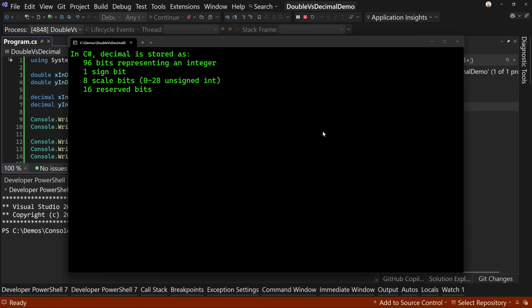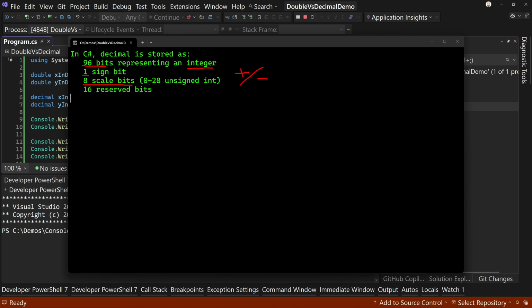This is the decimal type. Now, this is going to get a bit technical, but think of this like the computer science education you kind of missed maybe. So a decimal is stored in 128 bits. 96 bits, right here, represent an integer. An integer is a whole number. 1 bit represents the sign. Now, a sign is either positive or negative. And then 8 scale bits.